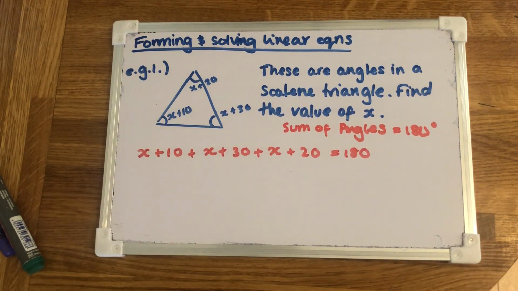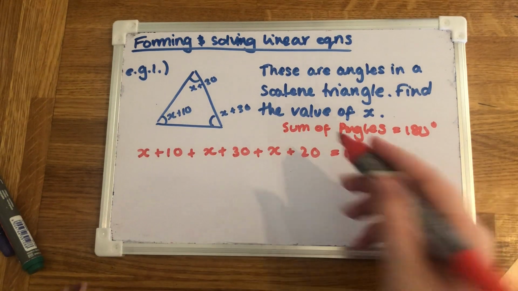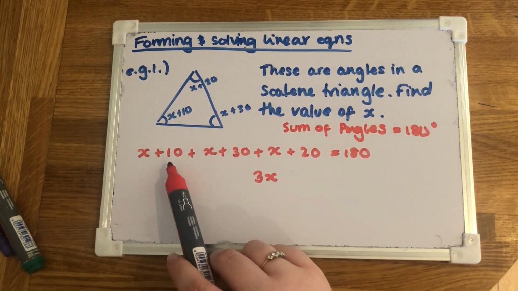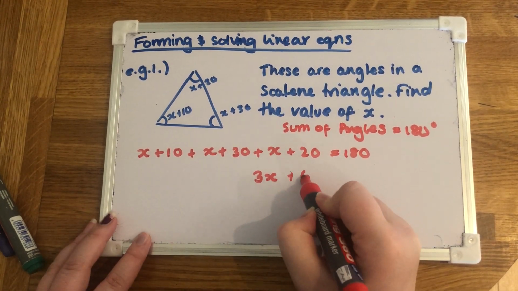Now before you try and start solving that, the first thing you need to do after this is simplify it. Okay, if you don't, that looks really complicated, but actually after I've simplified it, it will look really nice and easy. So I'm going to start with the x's. So we've got 1, 2, 3 x's. And we've got 10 plus 30, that's 40, plus 20, that's 60.